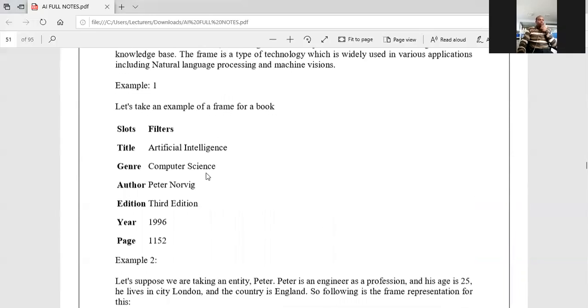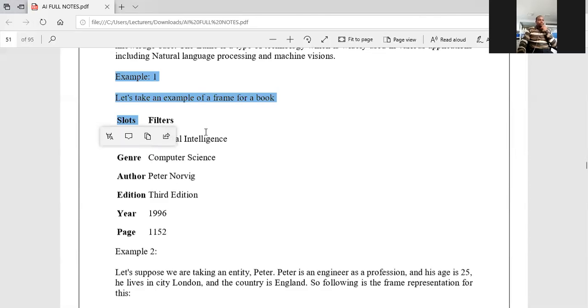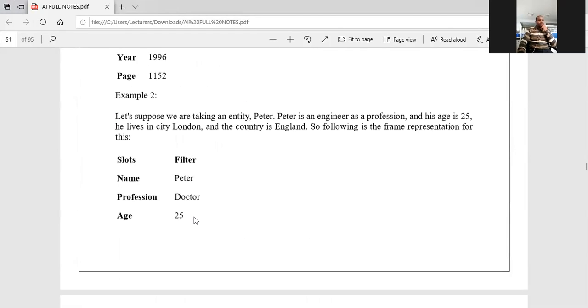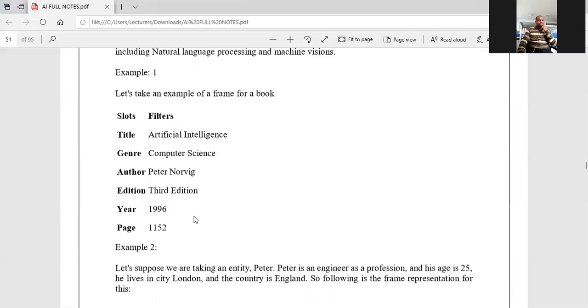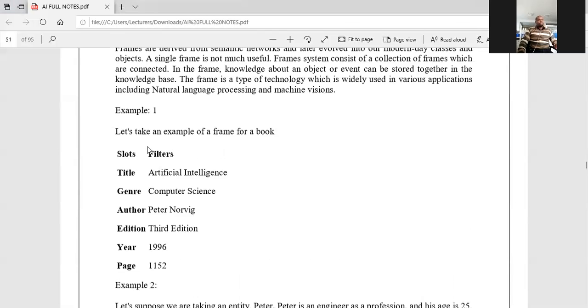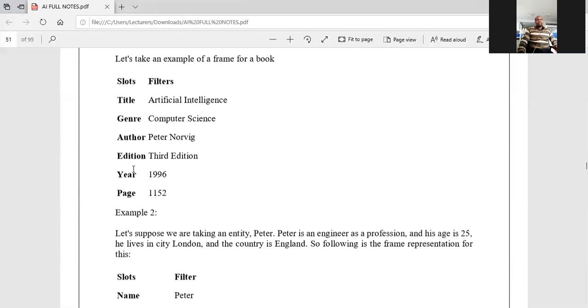I want you to see this example. We have slots and fillers: title, artificial intelligence; genre, computer science; author, Peter Norvig; edition, third edition; year, 1996; pages, 1152. Can you see these? There are basically fields and records. What are the fields? Title, genre, author, edition, year, and pages. Those are the fields. And then artificial intelligence, computer science, these are the different records in those particular fields.